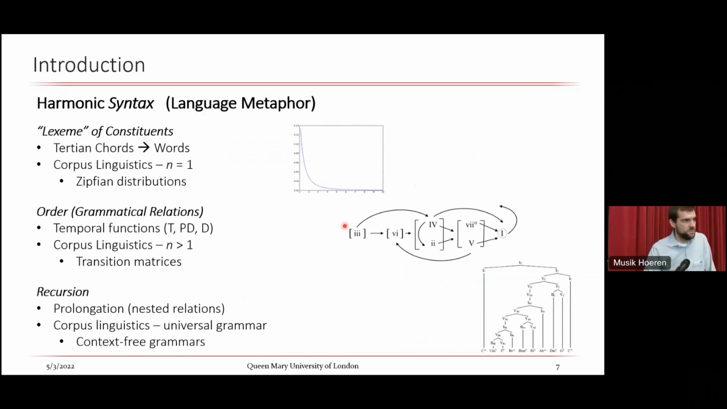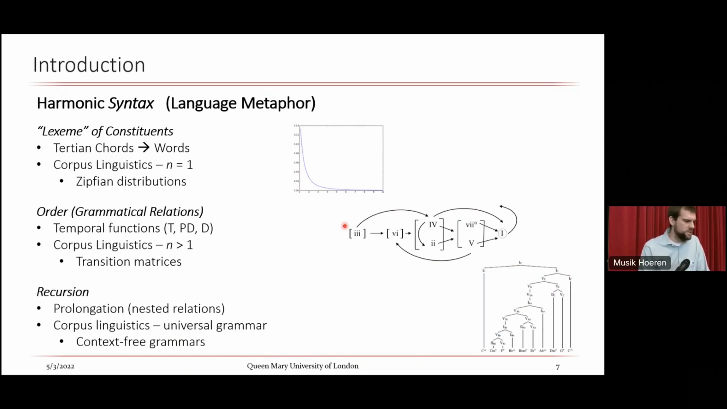And it shouldn't be surprising. This metaphor gets extended, it feels like, in perpetuity. Like, how far could we suggest that harmony is like language? For example, harmony has a lexeme of constituents. We could think of chords as sort of like words, or maybe chord transitions as like words. And we see that if we look at a large corpus of tonal music, of harmony, we find Zipfian distributions. So just a few chords are far more frequent than the rest, right? We get these long tails, just like in natural language.